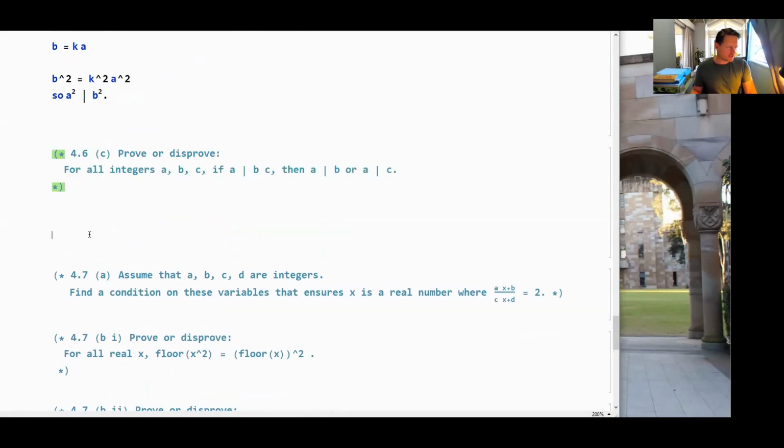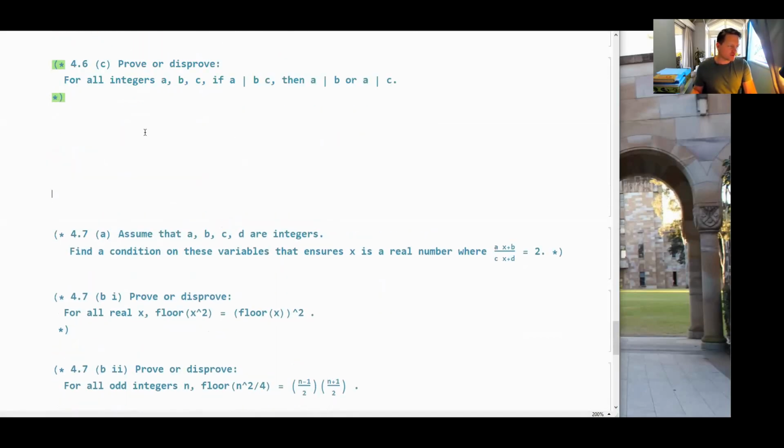Okay, 4.6c, prove or disprove. For all integers a, b, c, if a divides bc, then a divides b or a divides c. All right, so this one isn't quite true. And the reason is, you can just choose composite numbers and find a counterexample, right?